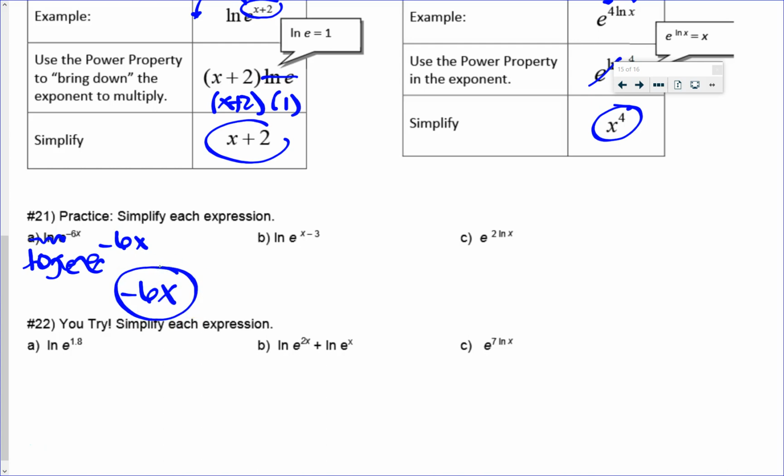So what's going to be left over on part B? X minus 3. Good. How about C? X squared. Good. It's not 2x. We can't cancel it until we move the power back to where it belongs, because nothing can be in between your e and your natural log. So then I get to cancel, and we have just x squared left over.